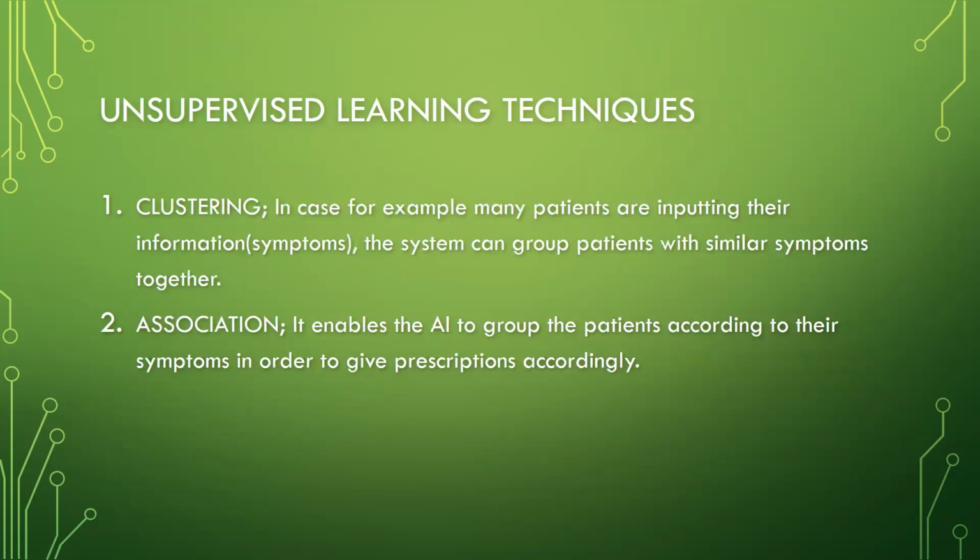Then under unsupervised learning techniques, we have clustering and association. Clustering, in this case: if there are many patients, say 10 patients, who are entering the same symptoms, they'll all be able to get the same output from the system, which makes it quite easy. Then association works the same way, using the same example: if we had 10 patients with the same problem, they'd be able to get the same output.